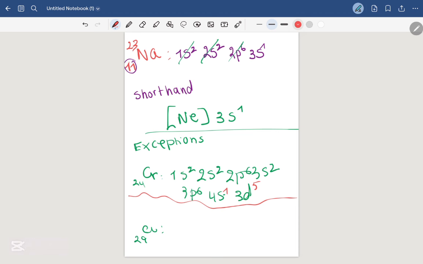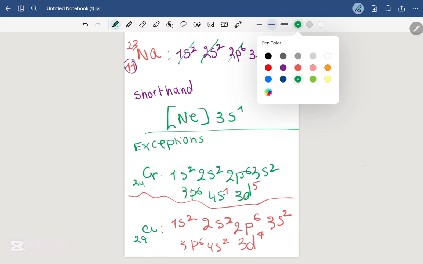Perfect. Now for copper, it's 1s2, 2s2, 2p6, 3s2, 3p6, 4s2, and 3d9. Again, they're facing the same problem. So what did they do? They took 1 electron from the s and they gave it to the d, so now it's 10. So these are just the exceptions you need to memorize.